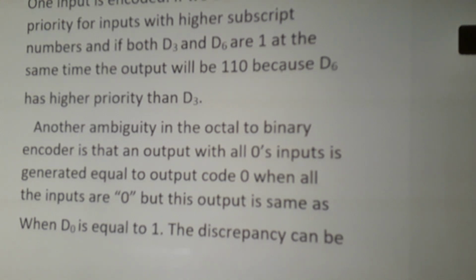The other ambiguity in the octal to binary encoder is that the output with all zeros input is generated equal to output code 0, but the output code 0 should be only when D0 is equal to 1.